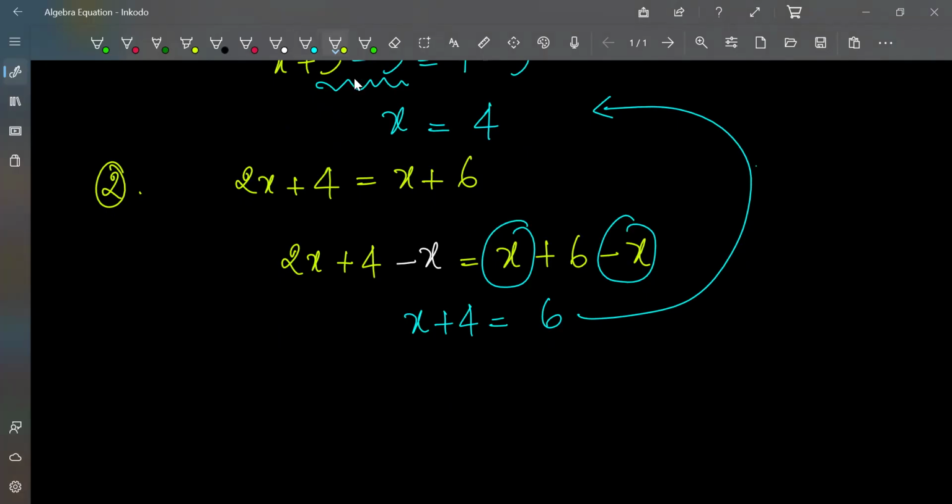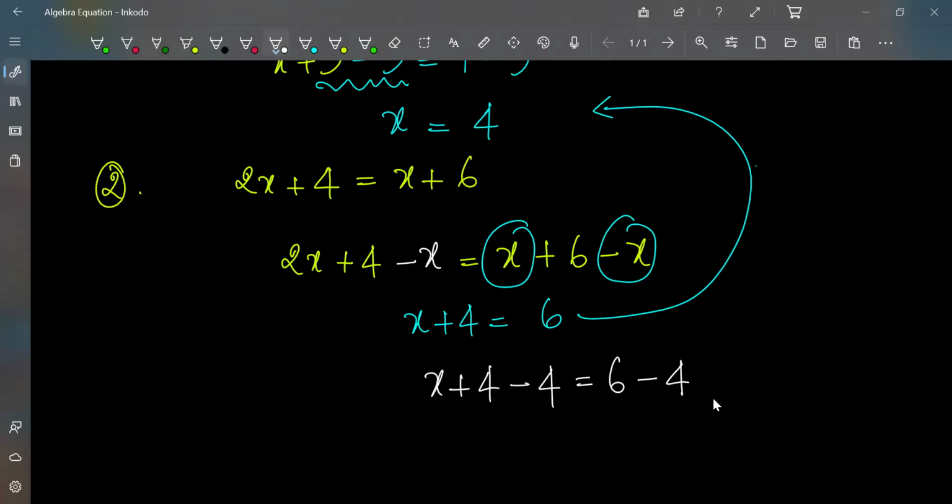Yes. How to remove it? If you want to remove it, you can do like the easy level by adding negative 4 in the first side and also adding negative 4 in the second side as well. Yeah. So now I get x plus 4 minus 4 equal to 6 minus 4.